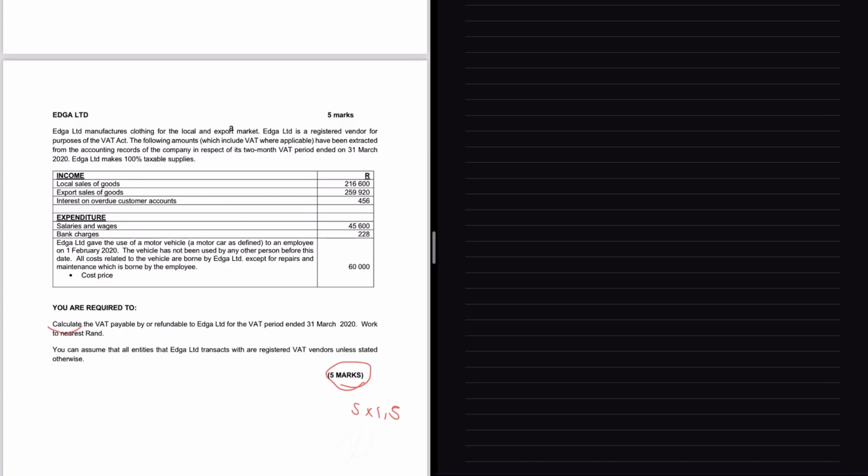Okay, we are told to calculate, meaning they want to see more numbers than words. Numbers of course justified by words, but they want to see more numbers. Is VAT either payable or refundable for the VAT period? This is important. 31st March 2020, work to nearest rand. So let us start with our scenario.